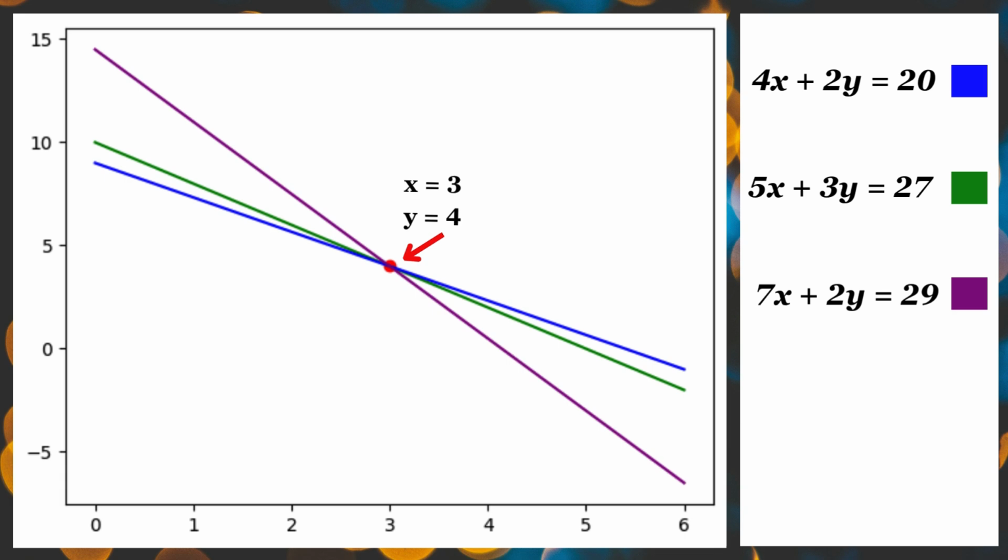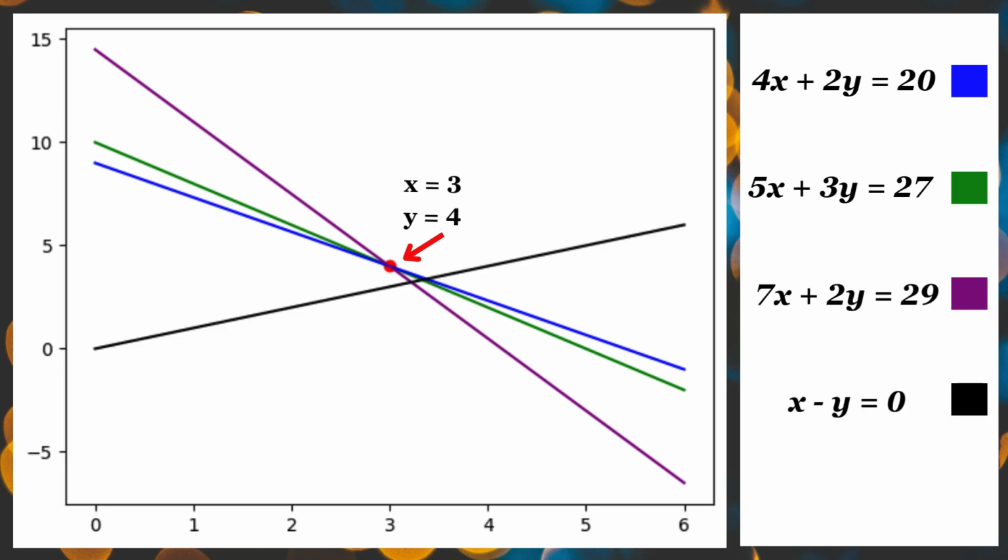However, as we keep adding more equations to the set, we are adding more constraints for the solution too. Hence, it starts becoming difficult to find a single solution that satisfies all equations. For instance, let's add a fourth line to the set. x minus y is equal to 0. In the graph, you'll notice that x minus y equals 0 does intersect with the other three lines, but not at the same point. Therefore, all four lines don't intersect at a single point. There is no one pair of values of x and y that satisfy all four equations.